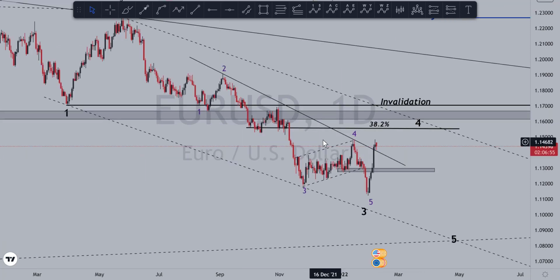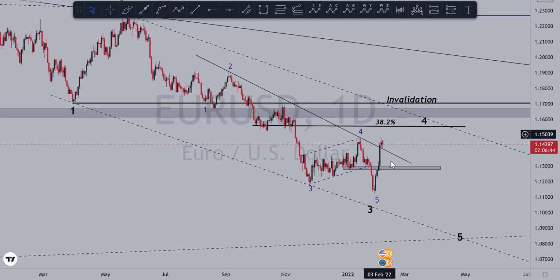Okay, now we are on EURUSD. Let's look at EURUSD and see what to expect for this week. What can we expect on EURUSD this week?